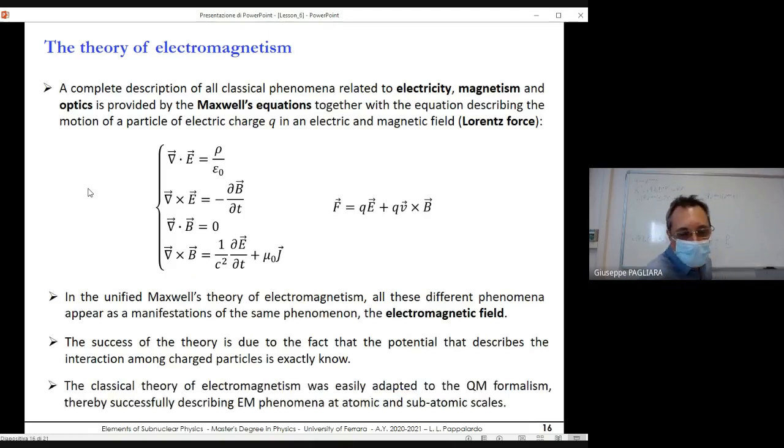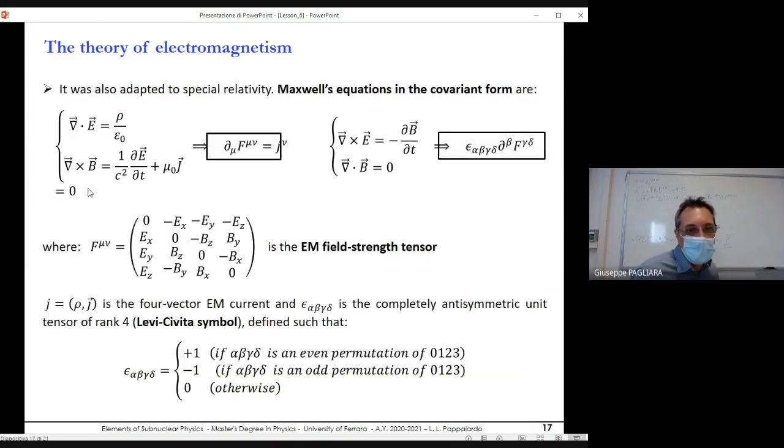Now, the classical theory of electromagnetism was easily adapted to the quantum mechanical formalism, successfully describing electromagnetic phenomena at atomic and subatomic scales. And this you know perfectly. Already in the atom, you need to have electromagnetic phenomena at that level. And it was also adapted to special relativity, which is our case. Of course, we want to build up a relativistic quantum mechanical theory. And in fact, one can derive the Maxwell equations in covariant form.